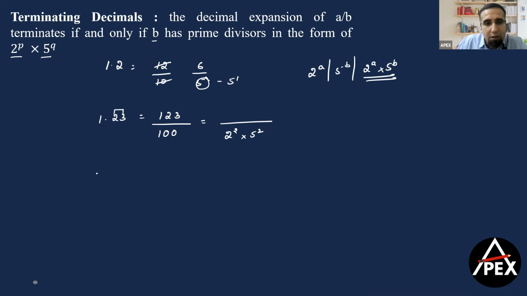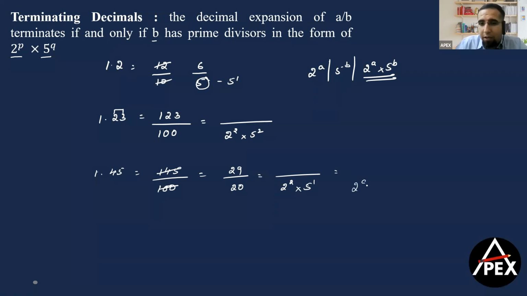Similarly, let's take one more example. Let's talk about 1.45. This will be written as 145, two values after the decimal, divided by 100. If I further simplify, this becomes 29 by 20, and this becomes 5 into 20. Now, if you simplify your denominator, 20 is 4 into 5, that is 2 square into 5 to the power 1. Right. So any fraction where the denominator is in the form of 2 to the power a into 5 to the power b can be written as a terminating decimal.